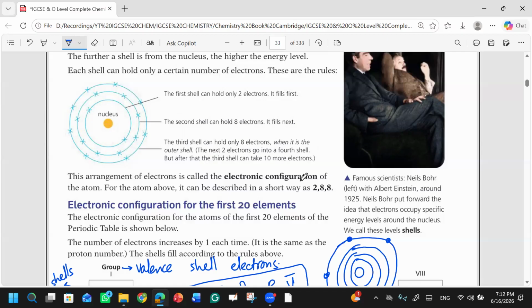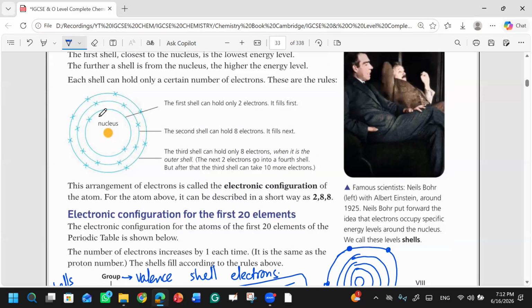And the electrons will be in the shells. Whatever electrons there are will be in these shells, not the valence shell. Valence means the last shell. You will say electrons are in these shells. Okay.